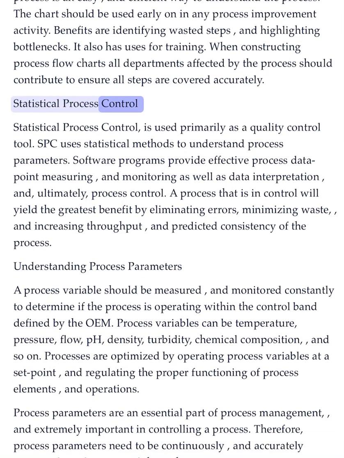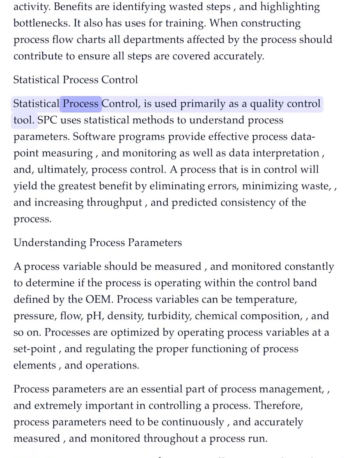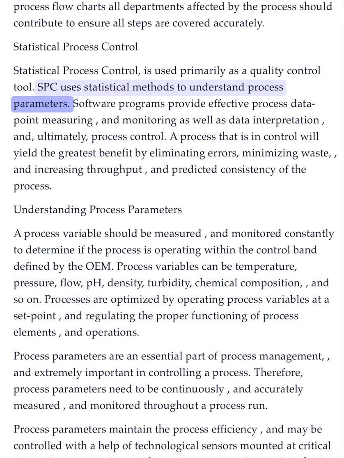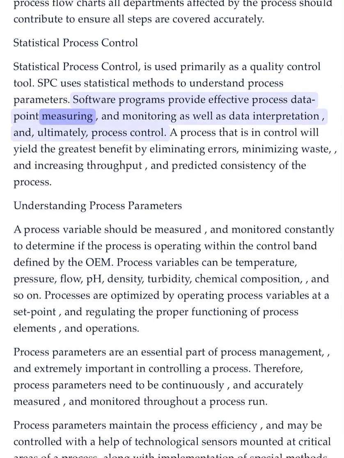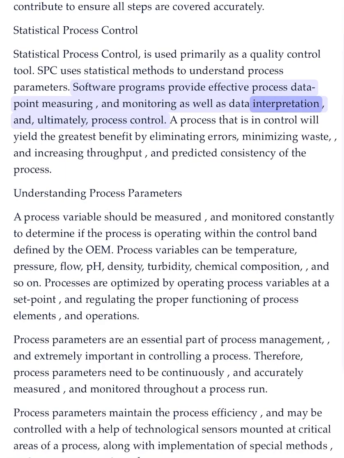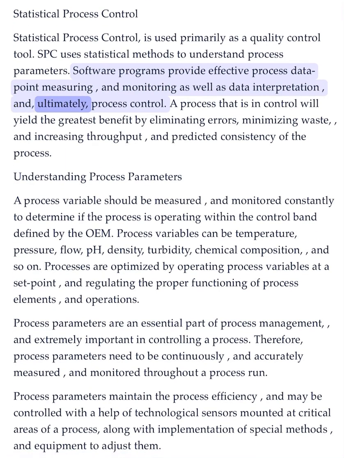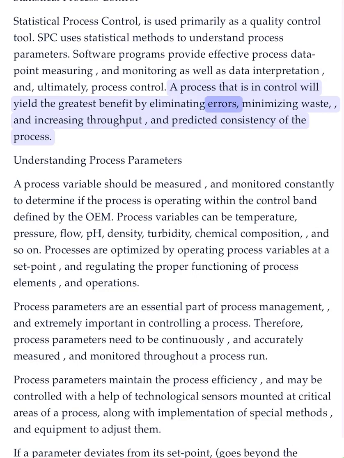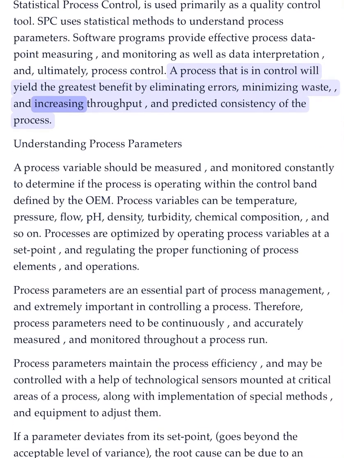Statistical process control. Statistical process control is used primarily as a quality control tool. SPC uses statistical methods to understand process parameters. Software programs provide effective process data point measuring and monitoring as well as data interpretation and, ultimately, process control. A process that is in control will yield the greatest benefit by eliminating errors, minimizing waste, and increasing throughput and predicted consistency of the process.